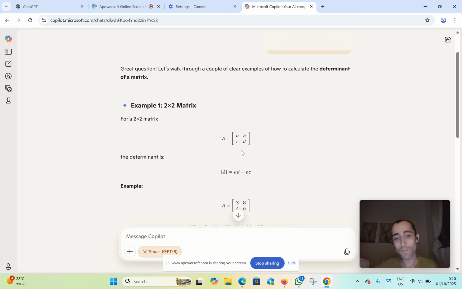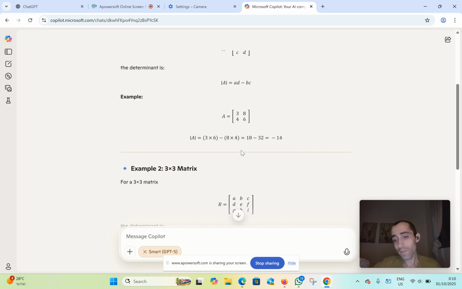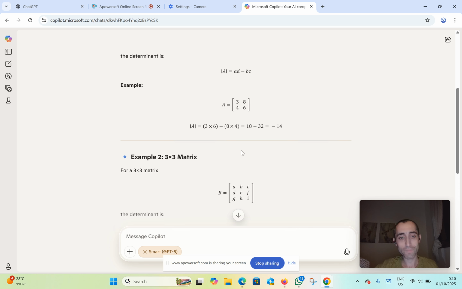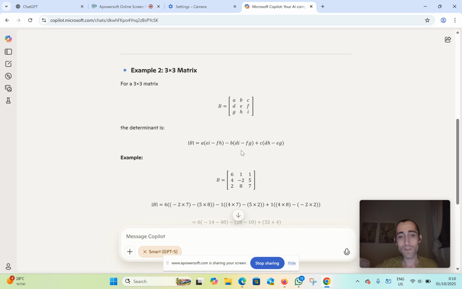We use it for many things. In physics, for example, for vector multiplication. Now, let's see a little bit bigger example.